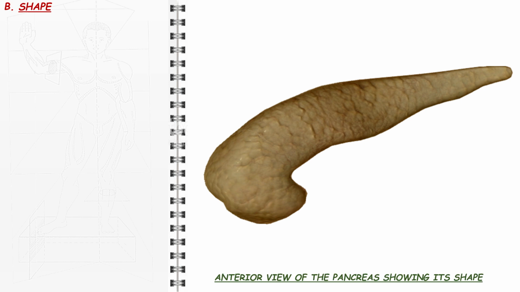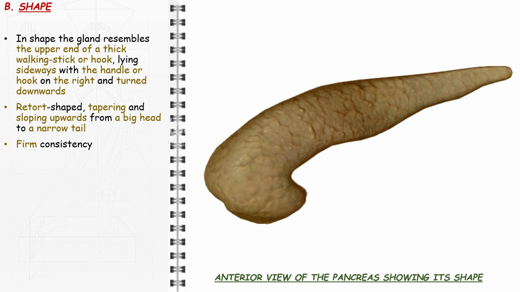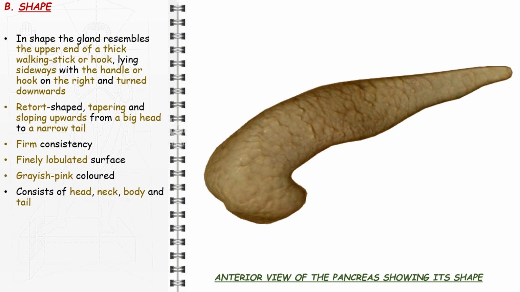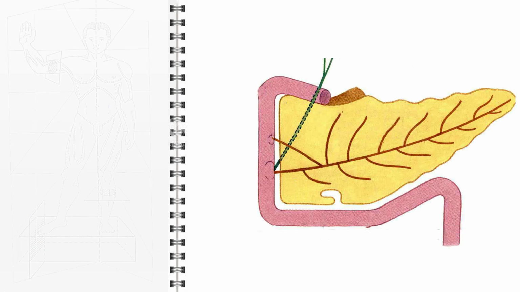The pancreatic gland is retort-shaped, resembling the upper end of a thick walking stick or hook, lying sideways with the handle or hook on the right and turned downwards. It is tapering and sloping upwards from a big head to a narrow tail. The pancreas has a firm consistency and finely lobulated surface. It is grayish-pink colored and consists of head, neck, body and tail. The head and tail incline towards the paravertebral gutters, while the neck and body are curved boldly forward. Let's now go step by step through the different parts of the pancreas.